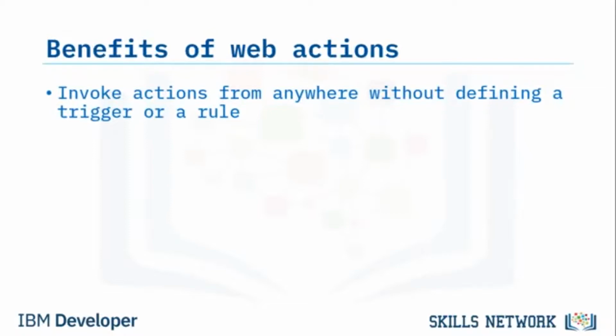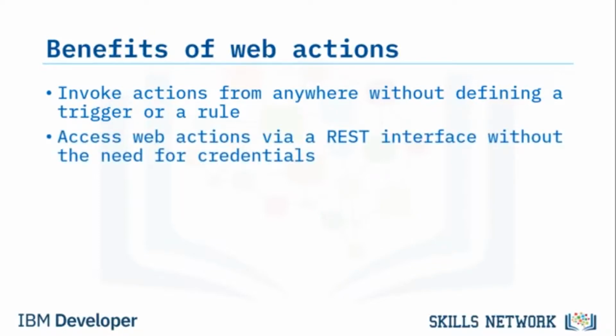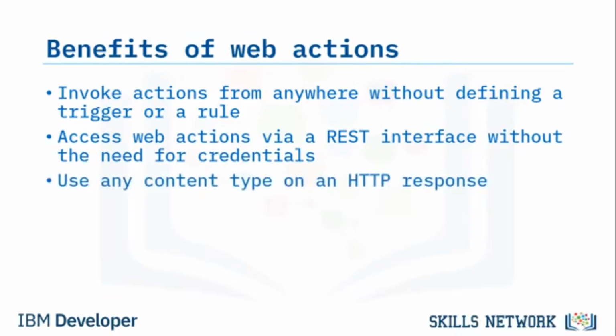Some serverless functions are only invoked due to an event, and thus a trigger is important. However, web apps might want to directly invoke actions. Secondly, you can access web actions through a REST interface without credentials. Next, web actions support all content types on an HTTP response so that functions can return HTML, XML, SVG, PNG, and others with intelligent defaults for JSON.